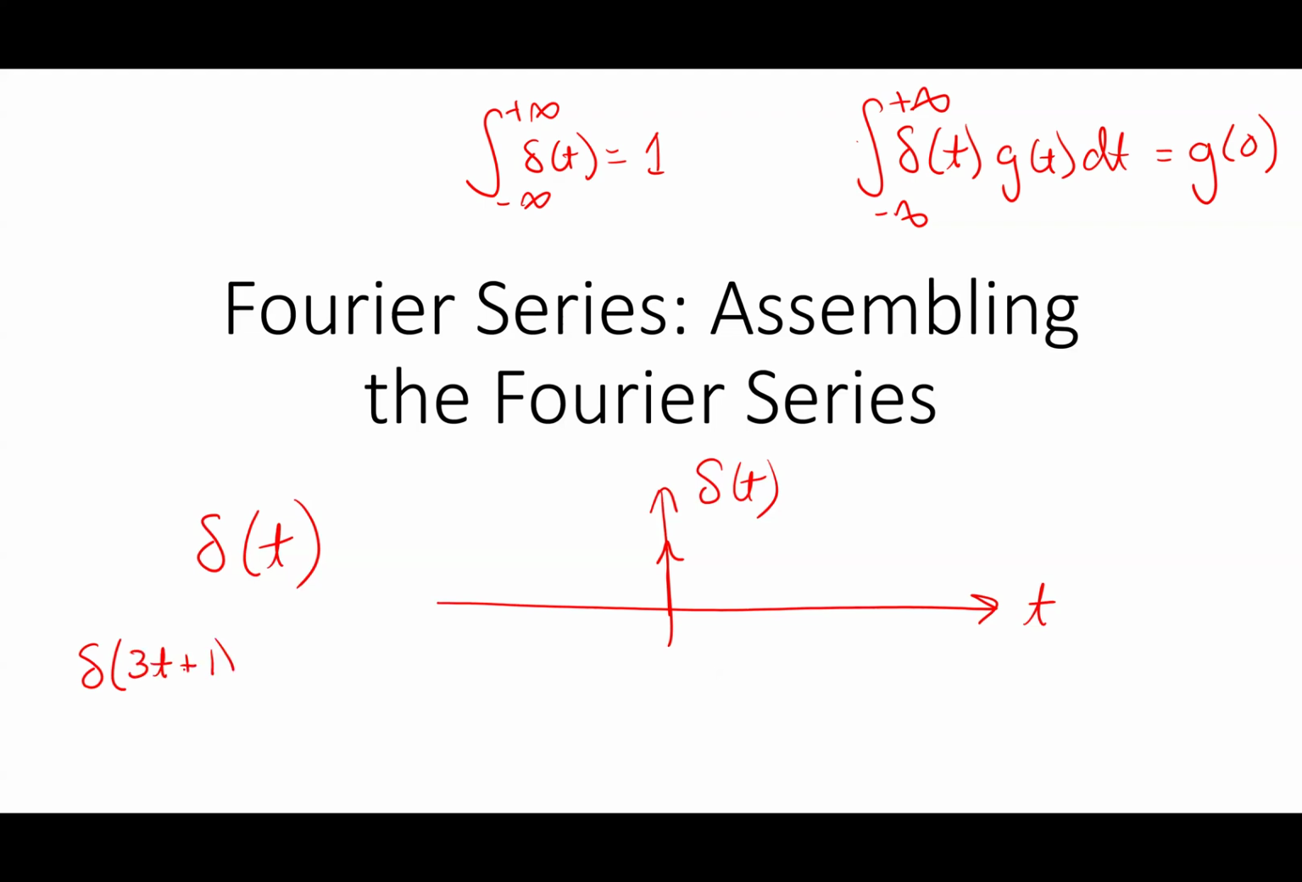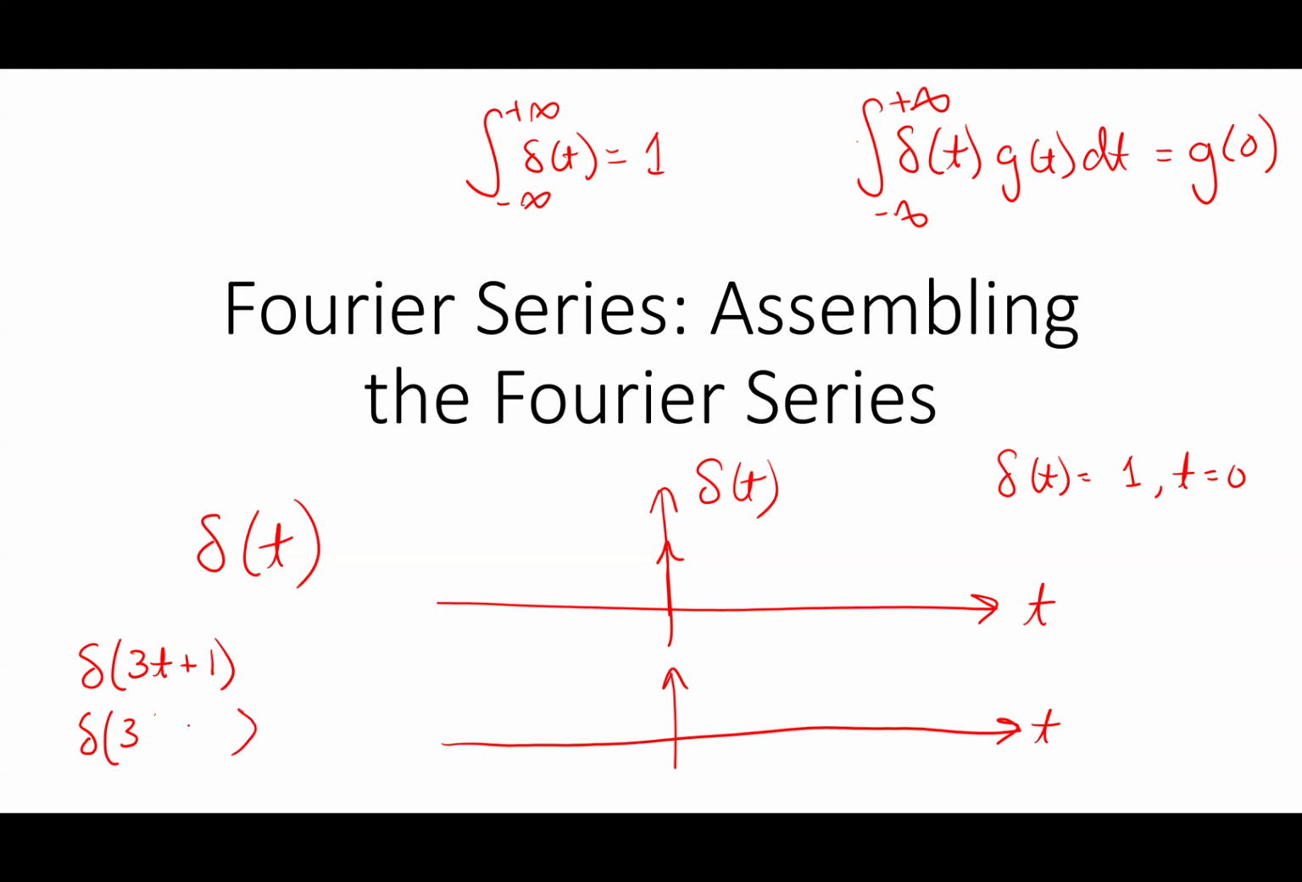Now, let's say I want to see delta of 3t plus 1. Although this is not formally mathematically correct, the easy thing to think of is, let's just think of delta of t as equal to 1 at t equal to 0. It's not really like that, but we'll think of it that way. So where is delta of 3t plus 1? Well, I think of that as delta of 3 times (t plus 1/3).